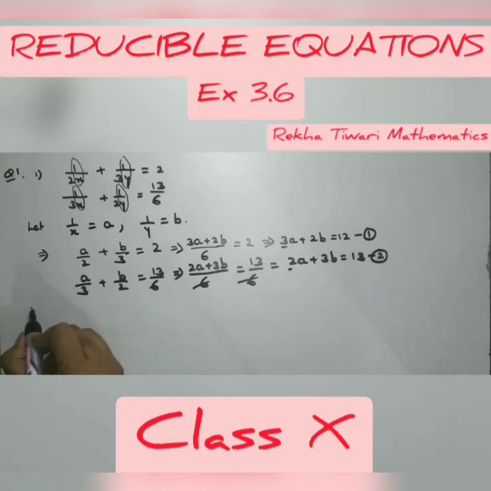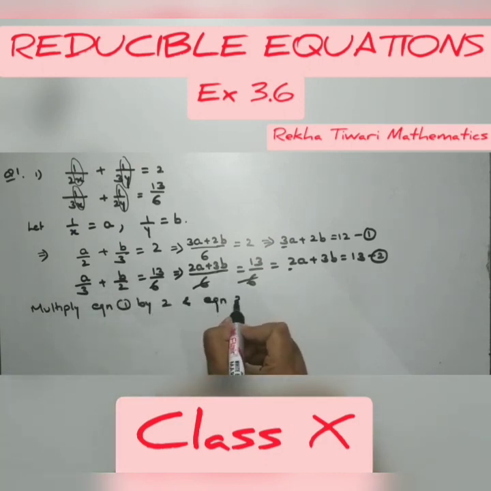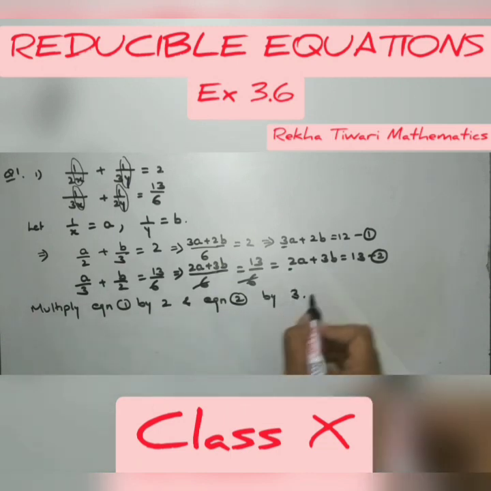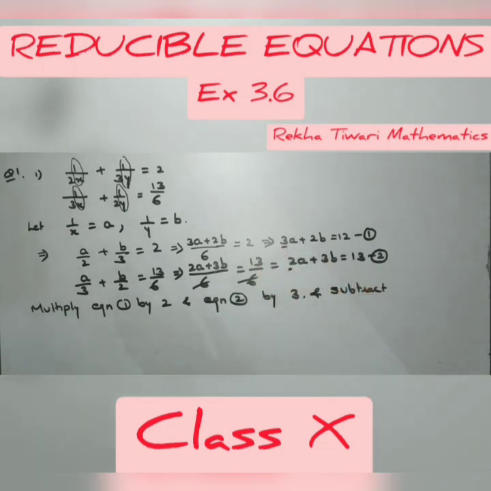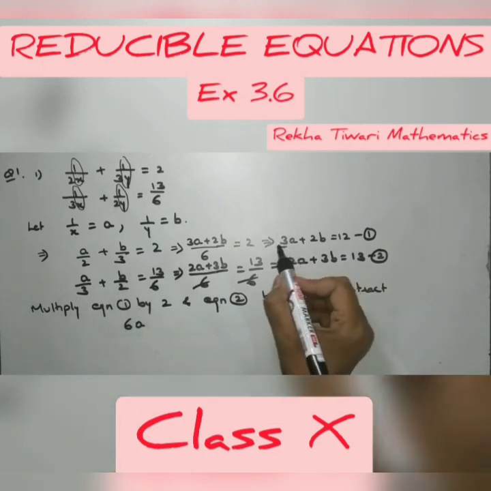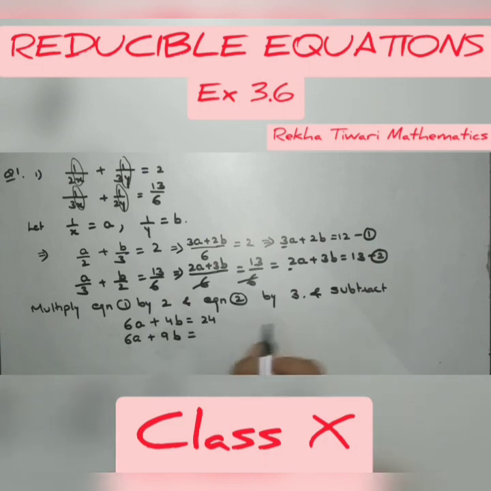Okay, so by elimination method, multiply equation number 1 by 2 and equation number 2 by 3 and subtract. Why to subtract? Because the signs are same. So the first equation changes to 6a. If you are going to multiply this whole by 2, 3 2s are 6a plus 2 2s are 4b is equal to 12 2s are 24. If you multiply this equation by 3, it changes to 6a plus 9b, 3 3s are 9 and 13 3s are 39. Now you have to subtract.